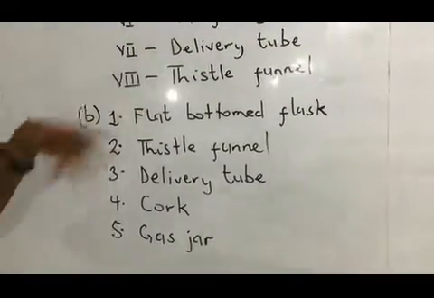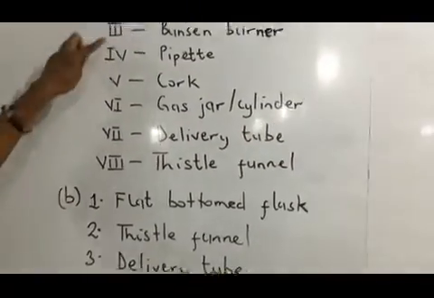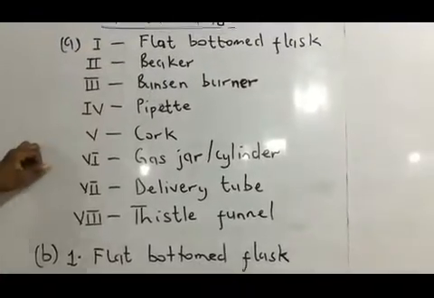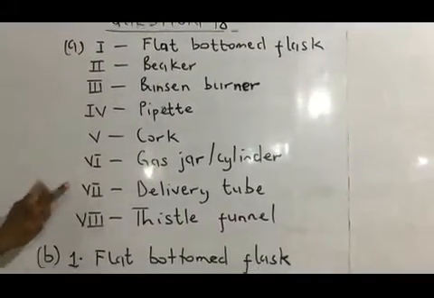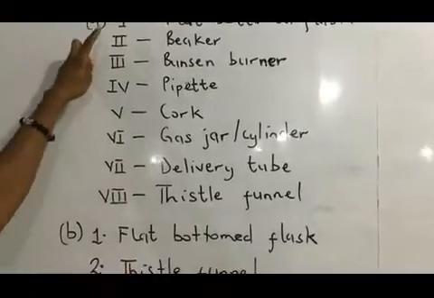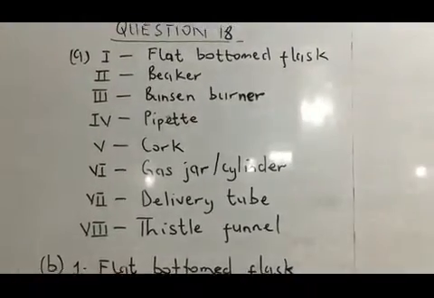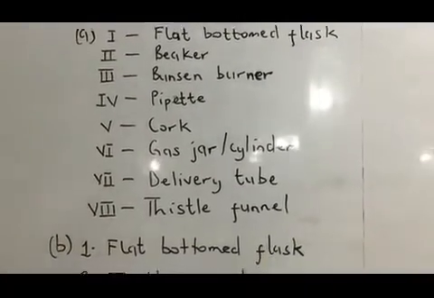Sometimes to be even on the safer side, you can decide to stick to the labeling, because probably if your name is wrong, you know the part, you can stick to this numbering. So instead of flat bottom flask, you can say I. And then the tester funnel is a VI, so you can list them in the order. Okay.